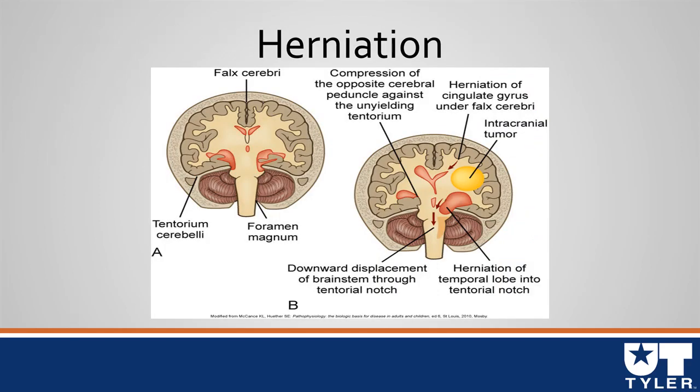This is a slide of what herniation looks like. In A, or the left side of your slide, there's a normal relationship of intracranial structures. But in the B picture, we have a shift of intracranial structures. Compression of the brainstem and cranial nerves may be fatal. Herniation forces the cerebellum and brainstem downward through the foramen magnum. If compression of the brainstem is unrelieved, respiratory arrest will occur due to compression of the respiratory control center in the medulla.